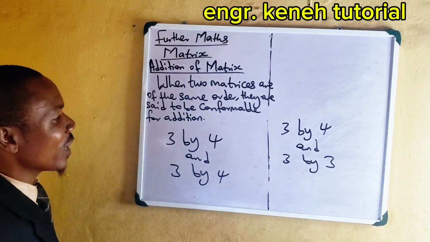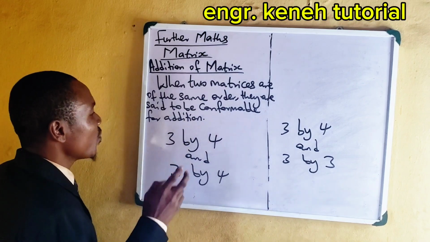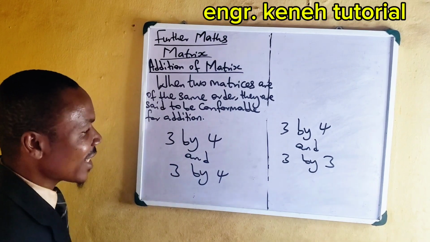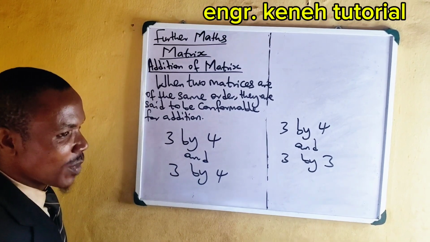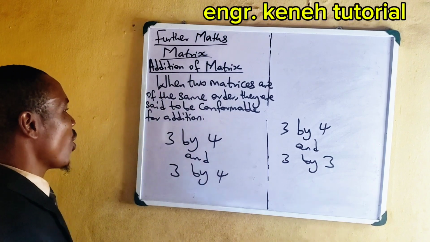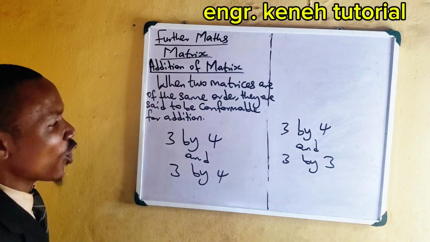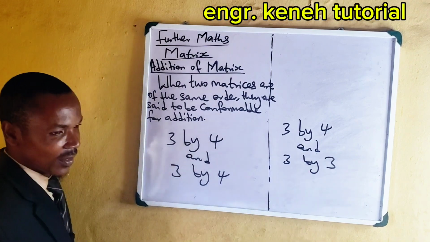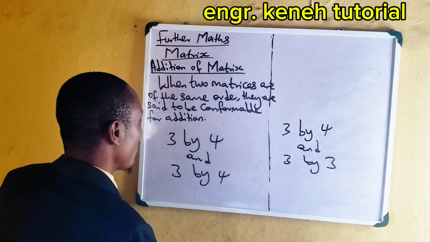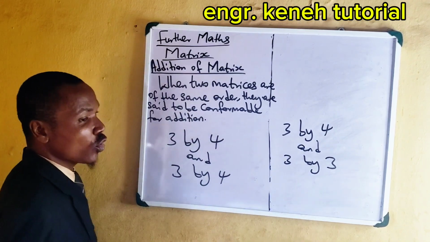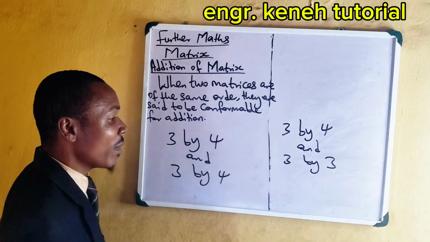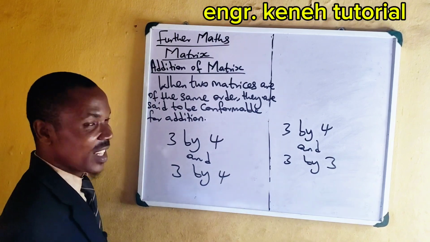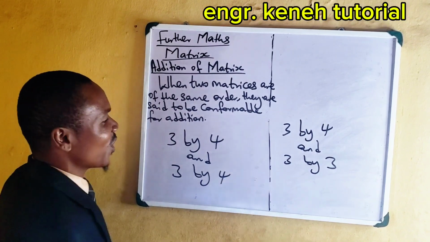Can you see? They are not conformable, but these are conformable because the orders are what? The same. You can only add two matrices whose orders are what? The same. You say that such matrices are said to be what? Conformable. So we only add conformable what? Matrices. So this one cannot be added because they are not conformable. Follow me. Let me show you how to add some matrices with some given examples. Let's go. They are not difficult.